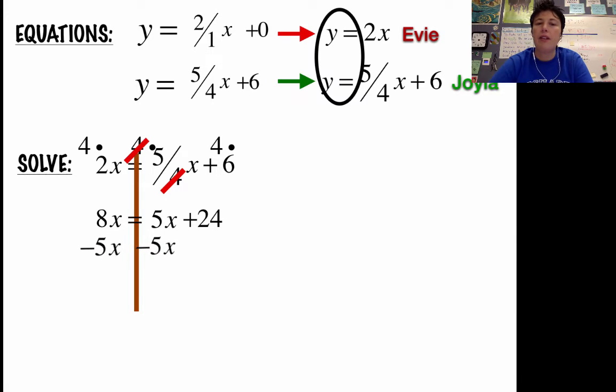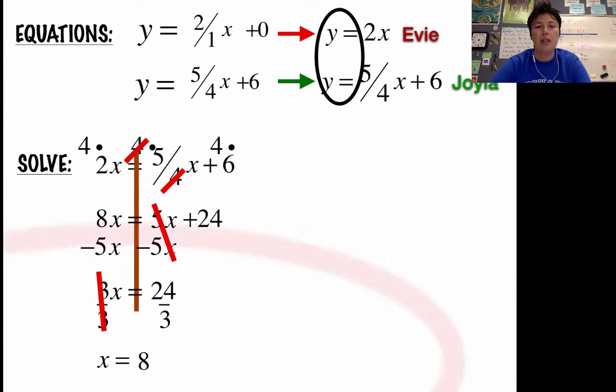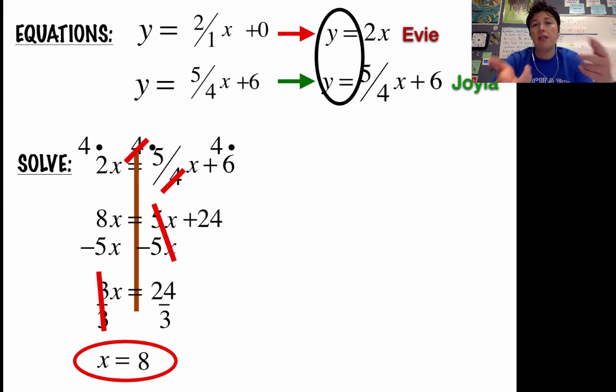So I'm going to take the 5x away. 8x take away 5x is going to be 3x, and it's equal to 24. And then I'll get rid of the 3 by dividing by 3, and 24 divided by 3 is 8. So x is equal to 8. There's our answer. But don't forget, we've got to solve for the other variable. So now I've got to go over to the side here and solve for y.